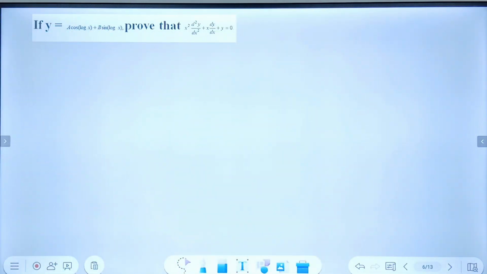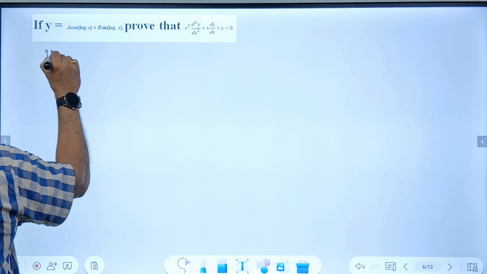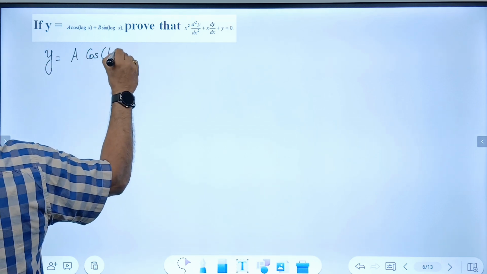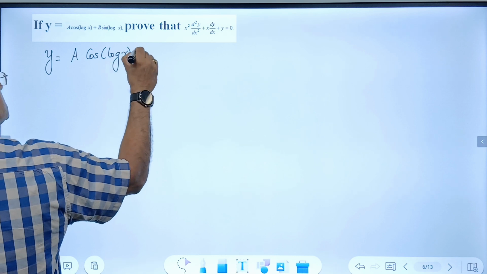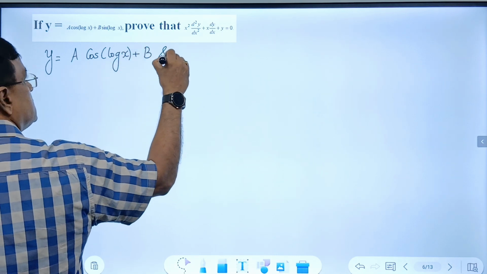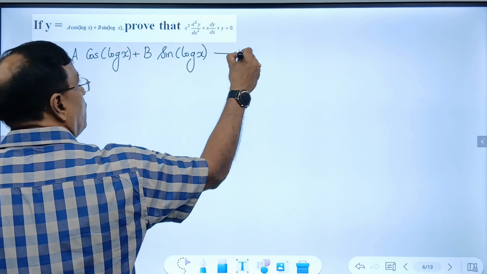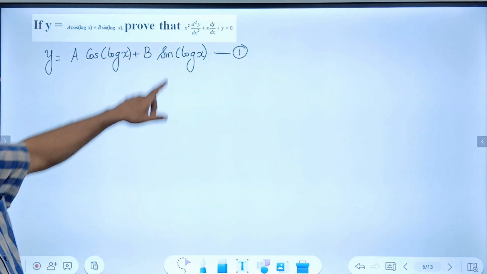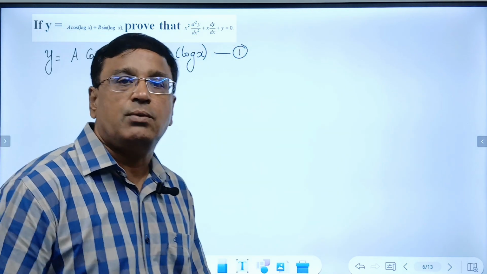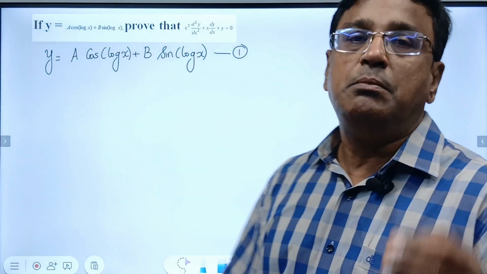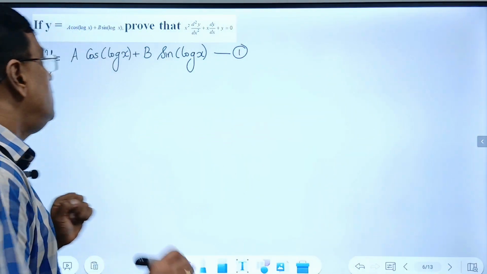Now coming back to the next question. You have given y equal to a cos of log x plus b sine of log x, which I will call 1. I need to prove this result. I have to prove x square d square y by dx square plus x dy by dx plus y equal to 0.